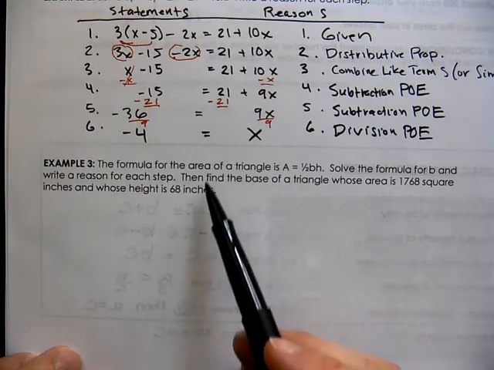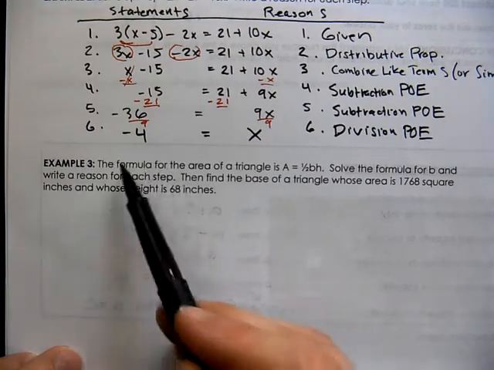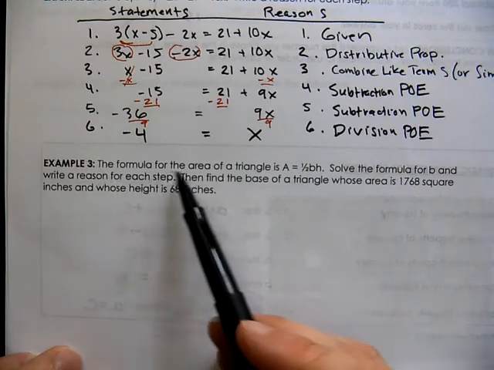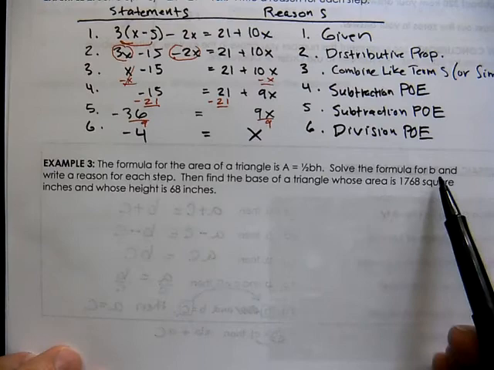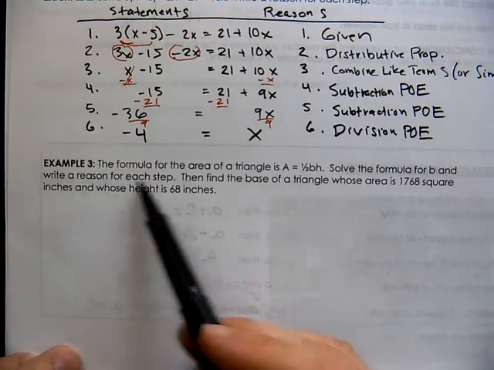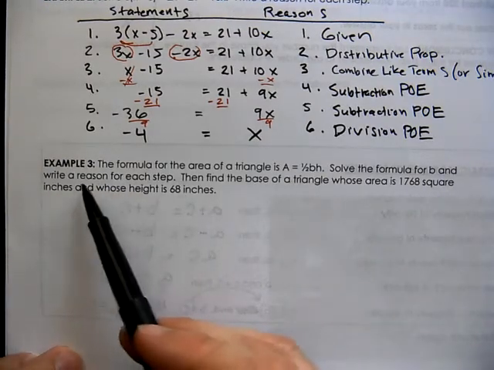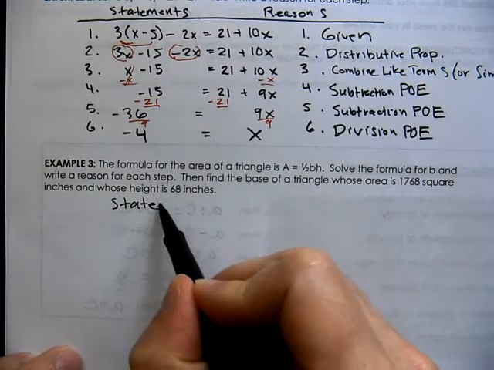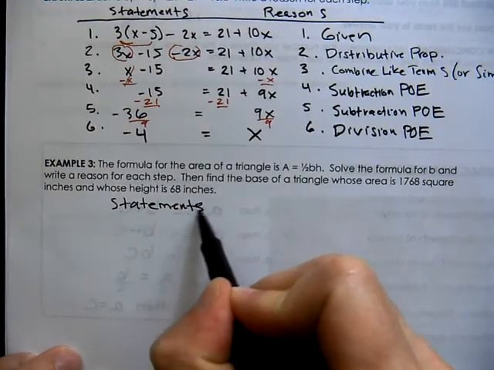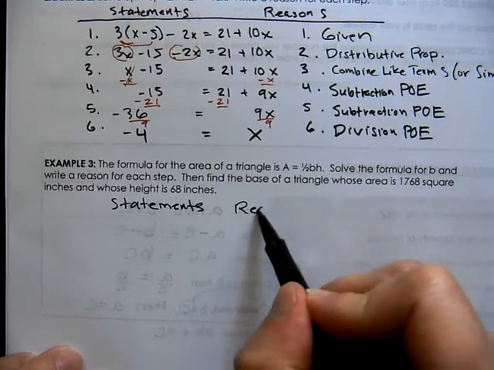Alright, let's kind of shelve that second statement for a bit. Let's focus on the first part. The formula for the area of a triangle is area equals 1/2 base times height. Solve the formula for the base and write a reason for each step. So that means set up a two-column proof. Here's my column for statements. Here's my column for reasons.